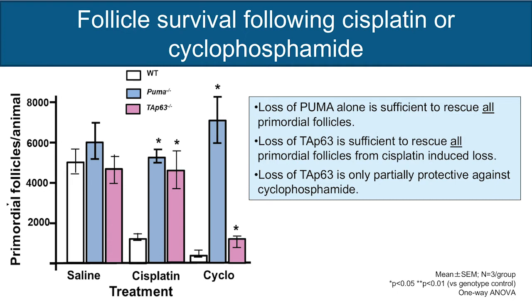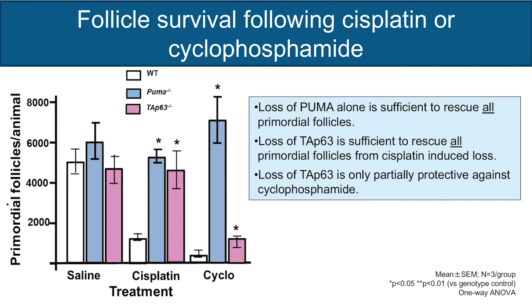So this graph shows follicle survival at 5 days following cisplatin or cyclophosphamide. And if you just look at the white bars first, this is for wild-type females, you can see that both cisplatin and cyclophosphamide dramatically reduce the size of the primordial follicle reserve. But what's really interesting from these studies is that we found that loss of Puma, shown in the blue bars, loss of Puma alone is sufficient to rescue all of the primordial follicles from apoptotic depletion.